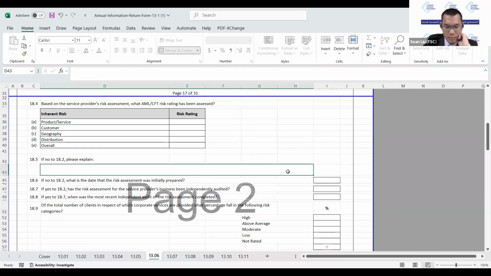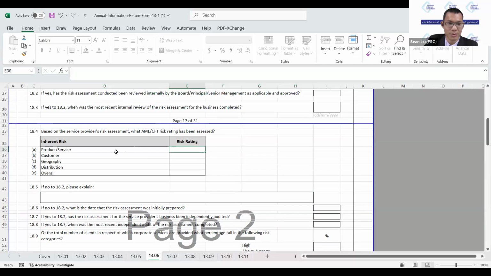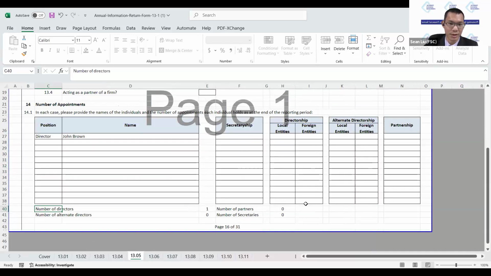I'd just like to point out, by the way, even if some of the questions don't apply to you, we would appreciate if you could just respond to these questions with NA. So if, for example, right here, you don't have a risk rating for distribution, we don't want you to leave it blank. If it doesn't apply to you, just put NA. And the same goes for every other sheet.